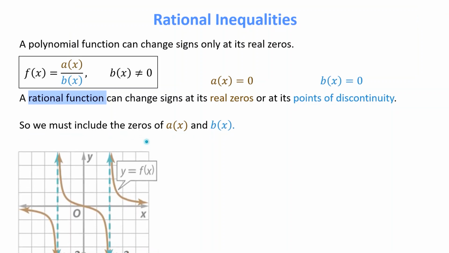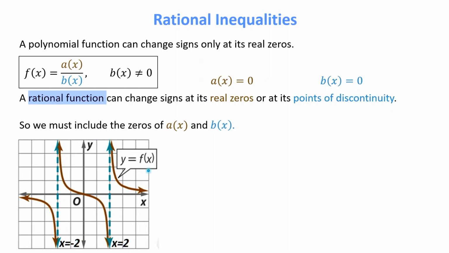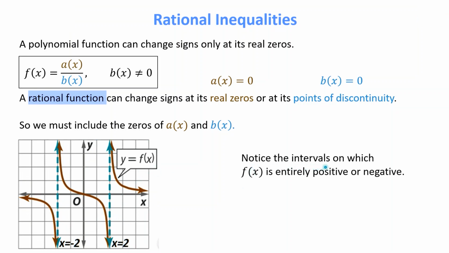So now if we look at a graph of a rational function f of x, notice the intervals on which f of x is entirely positive or negative. So we'll highlight the real zero first, and that can be found from solving a of x equals 0. Then we have these vertical asymptotes at x equals minus 2 and at x equals 2. Now these are points of discontinuity, which can be found by solving b of x equals 0.